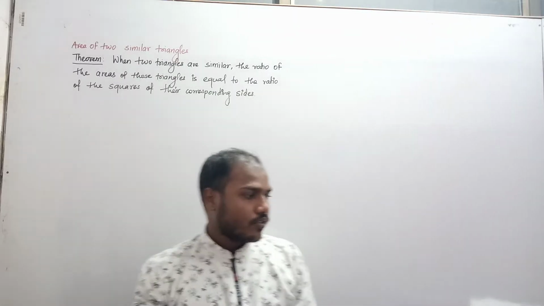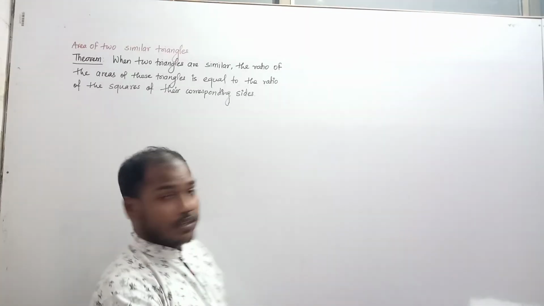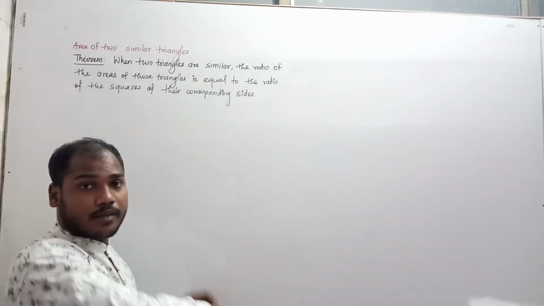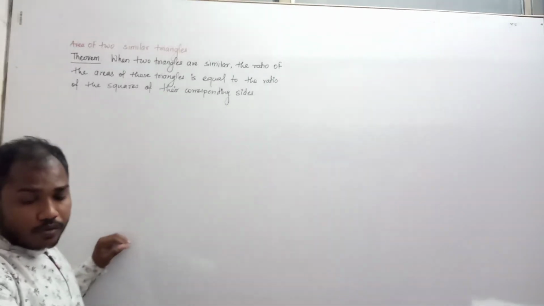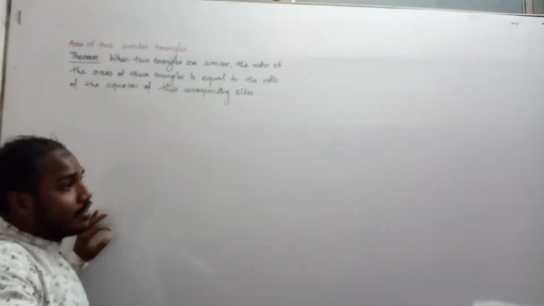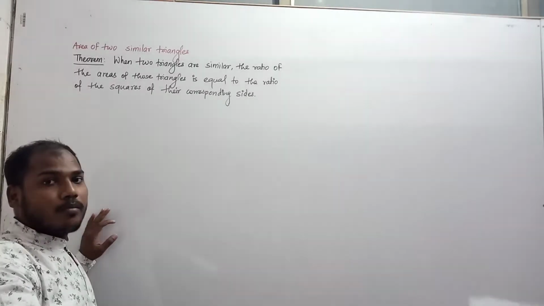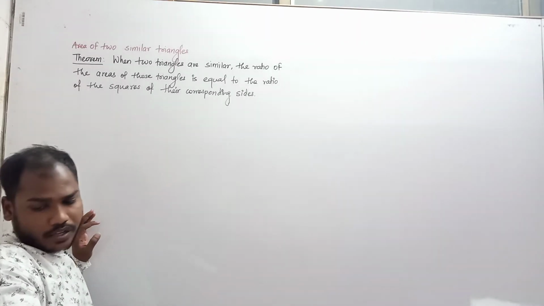Hello friends. So today we are going to discuss a theorem from the chapter Similarity. The name of that theorem is Area of Two Similar Triangles.